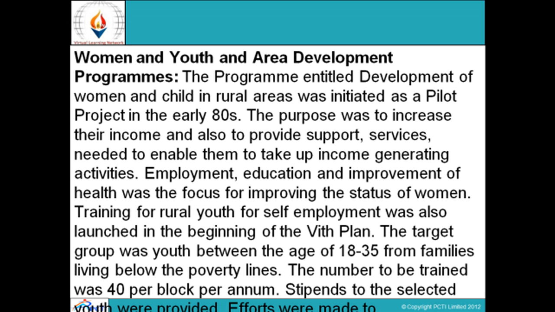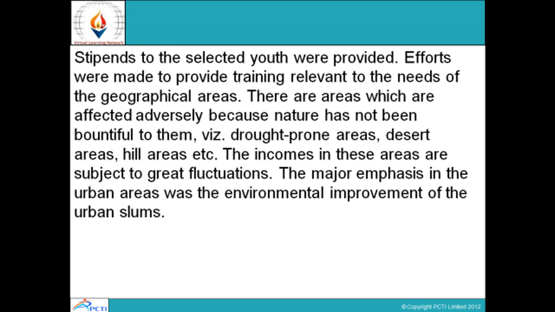Training of rural youth for self-employment was also launched in the beginning of the sixth plan, and the target group was youth between the ages of 18 and 35 from families living below the poverty line, and the number to be trained was 40 per block per annum. Stipends to the selected youth were provided.